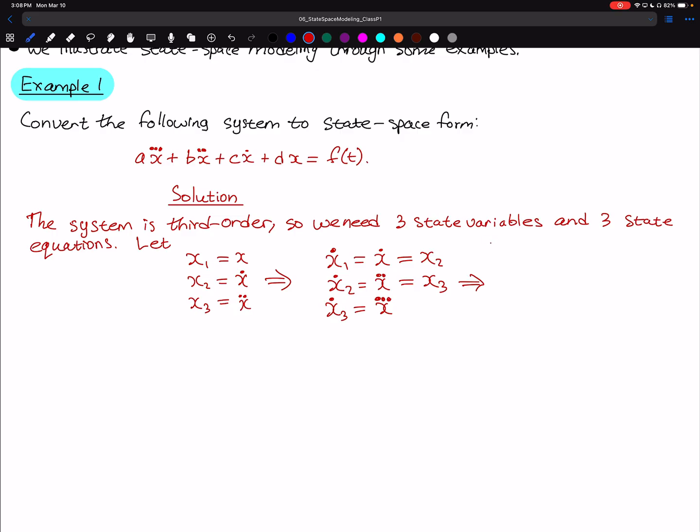So from here, we can say that x1 dot is equal to x2. x2 dot is equal to x3. And x3 dot is equal to x triple dot. And these are our state equations, although we're not done yet.